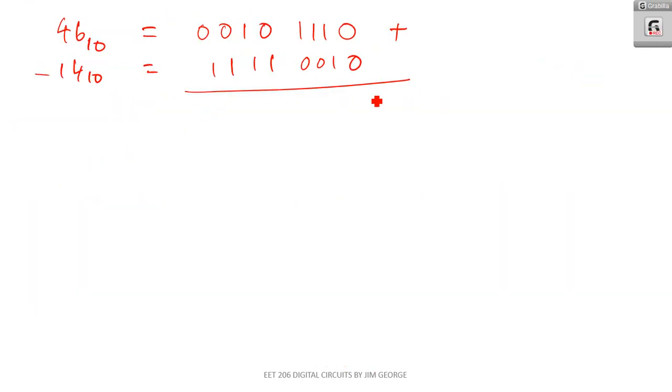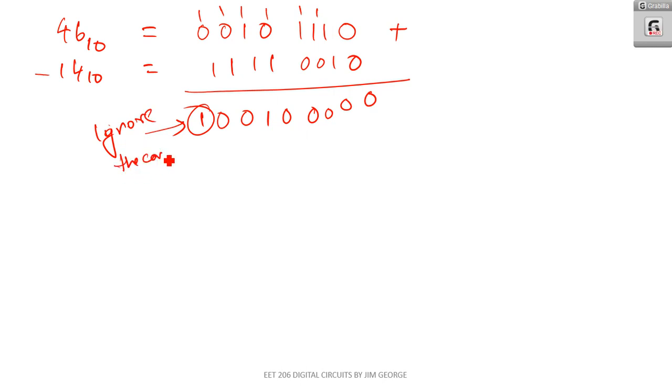You are adding 0 plus 0, 0. 1 plus 1 is 0 with the carry 1. 1 plus 1 is 0 with the carry 1. 1 plus 1 plus 1 is 1 with the carry 1. 1 plus 1 is 0 with the carry 1. Here it is a carry. So here we can ignore the carry. That is a specialty in 2's complement: you can ignore the carry.